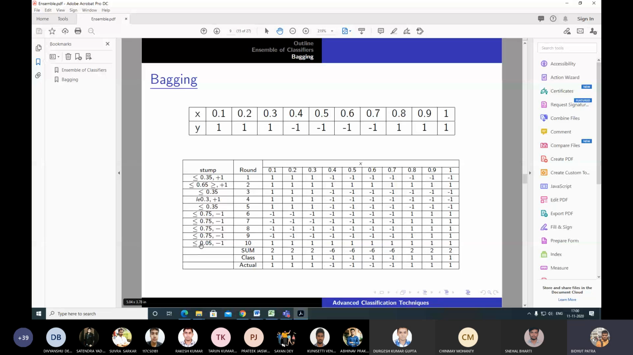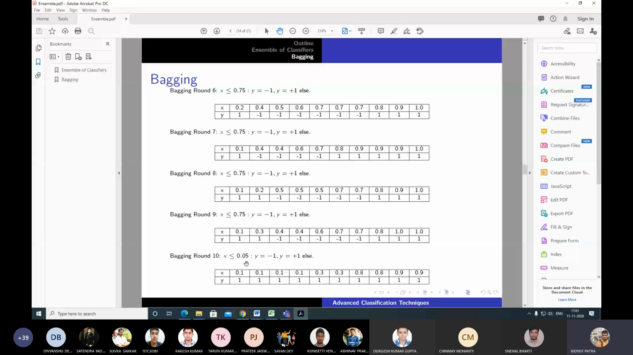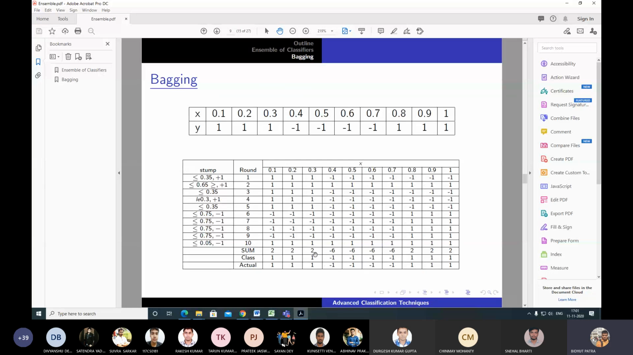So the last one, what we said, is this decision stump. What will be the decision stump? If less than 0.05 then -1, otherwise all positive. So what will happen? It will give all positive here, because there is no training data less than 0.05. So it will identify all as the positive class. Got it? Yes, sir.